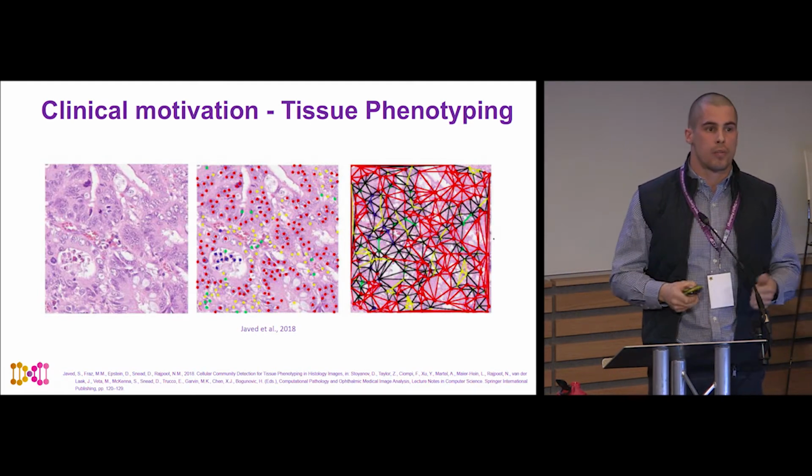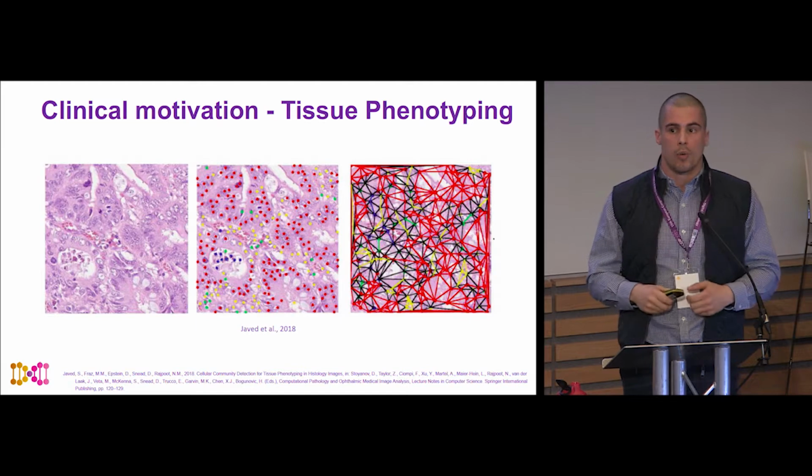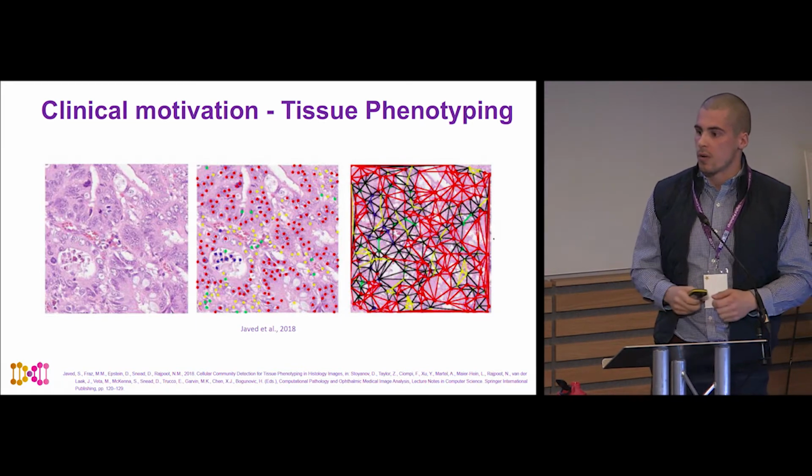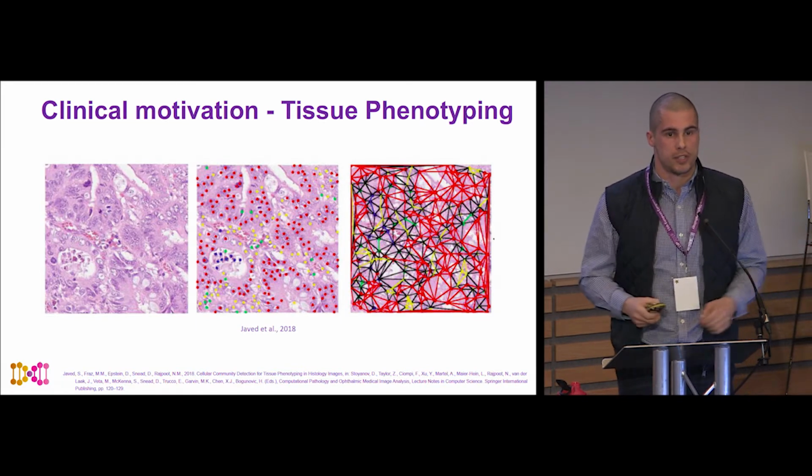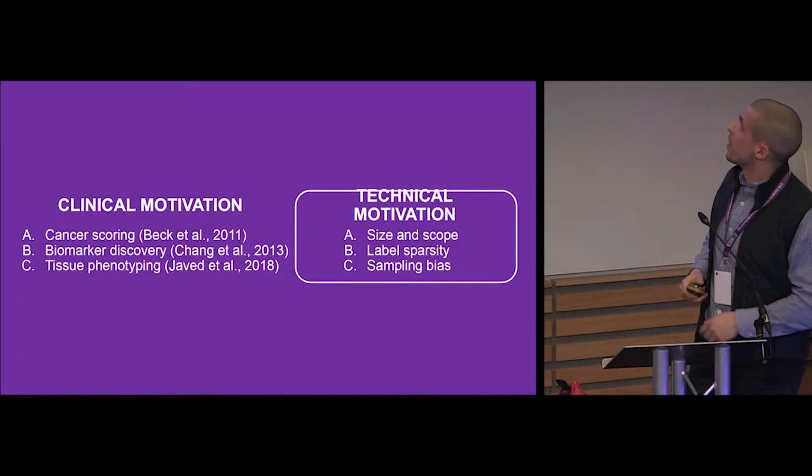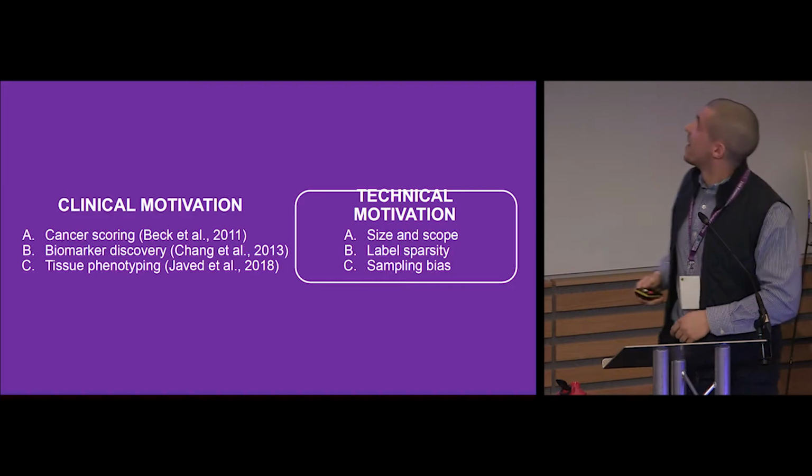Now that study was performed only on colon tissue, while a data set like PanNuke would allow it to be done on multiple different tissues. And unfortunately, we don't have the images for that. So therefore, we go on to technical motivation.